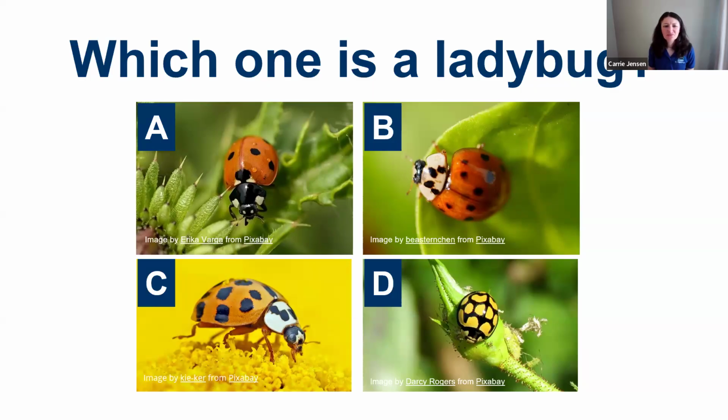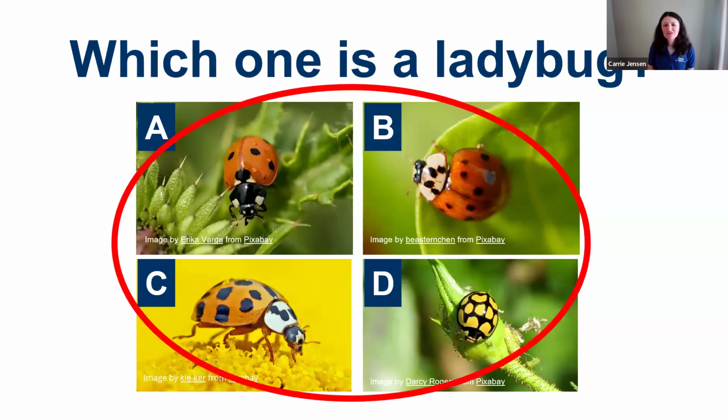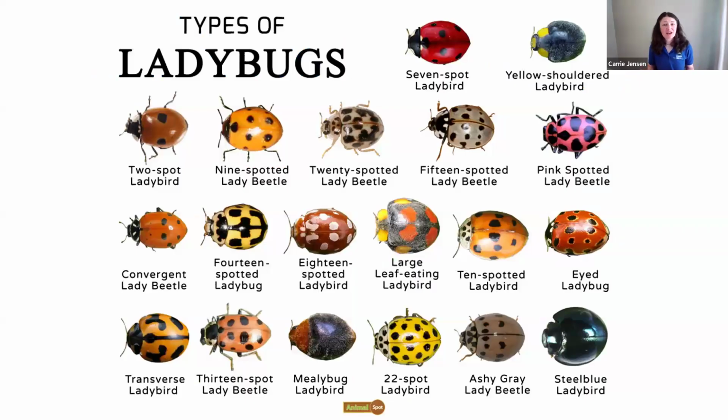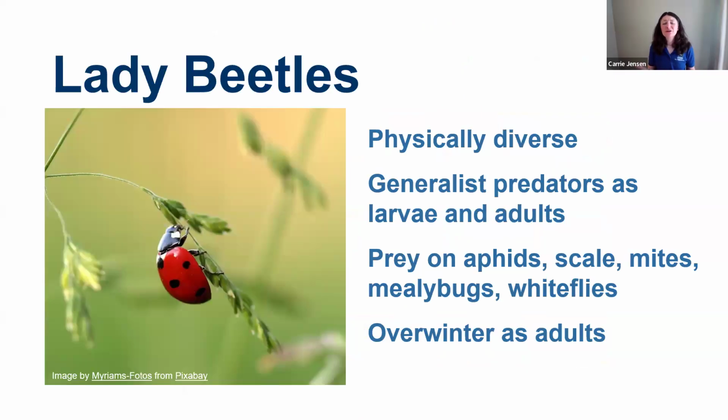Yep. That is one of the most common ones people see, but technically these are all ladybugs or ladybird beetles. So there are many different types of ladybird beetles. I believe there are 400 to 500 species in North America. So it's important to make sure that if you're looking at a beetle and you're not quite sure, it might be a ladybug. Make sure that you understand that ladybugs or ladybird beetles are physically diverse. There are some really common species, but there are many different types.